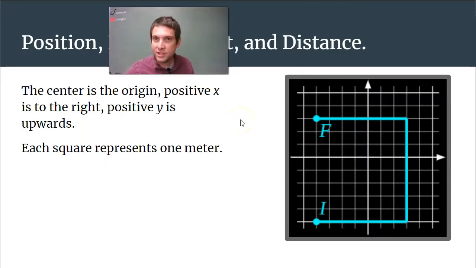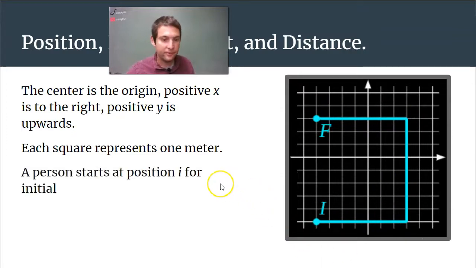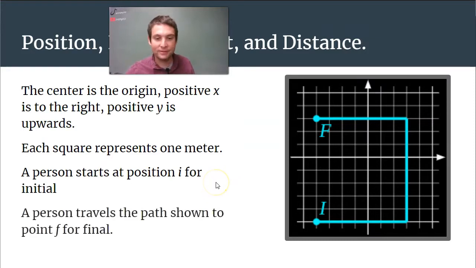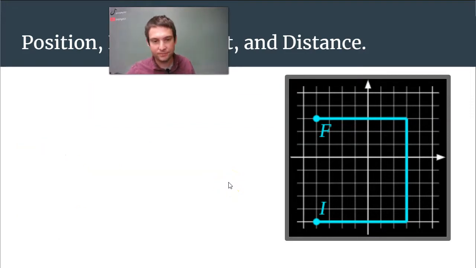Now that we have the conditions set and agreed upon, we can figure out some information about I and F. We can tell how far away they are. We can tell how long the path was that this person traveled, if going from I to F. A person starts at position I for initial. The person travels the path shown to point F, which means final.